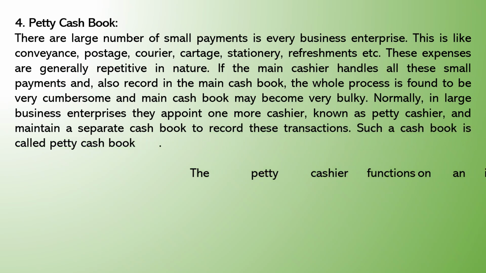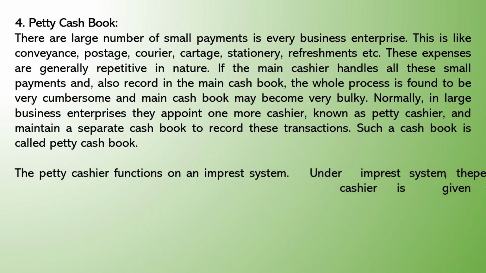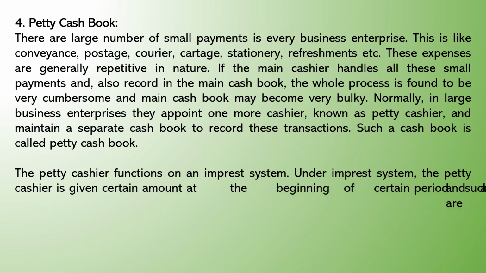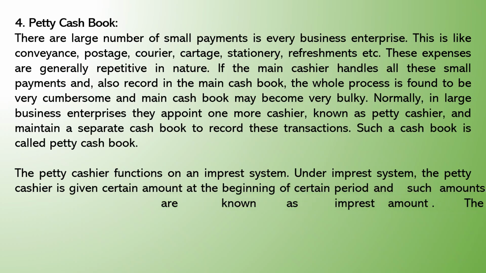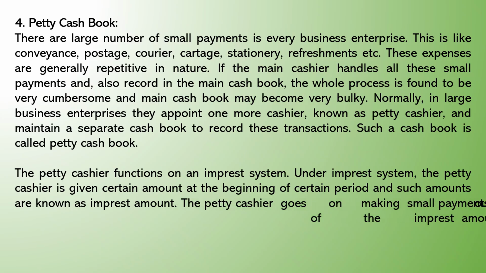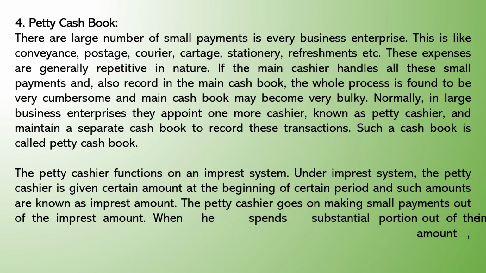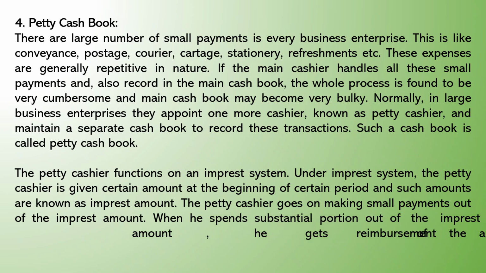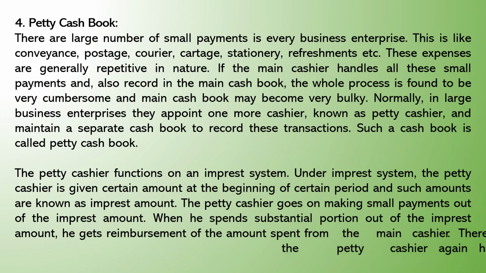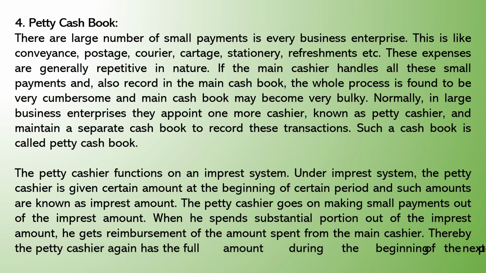The petty cashier functions on an imprest system. Under the imprest system, the petty cashier is given a certain amount at the beginning of a certain period and such amount is known as the imprest amount. The petty cashier goes on making small payments out of the amount. When he spends a substantial portion of the imprest amount, he gets reimbursement of the amount spent from the main cashier. Thereby the petty cashier again has the full amount at the beginning of the next period.